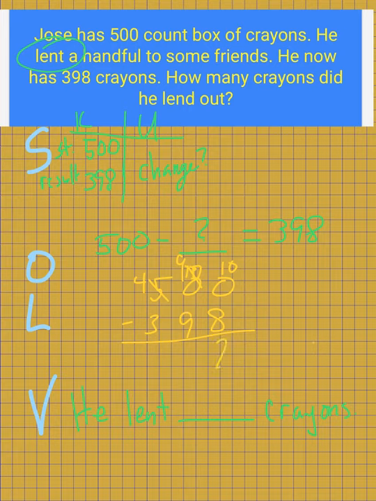10 minus 8 is 2. 9 minus 9 is 0. 4 minus 3 is 1. So how many did he lend out? He lent out 102.